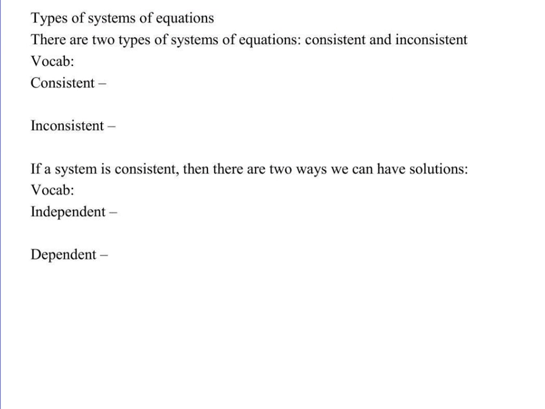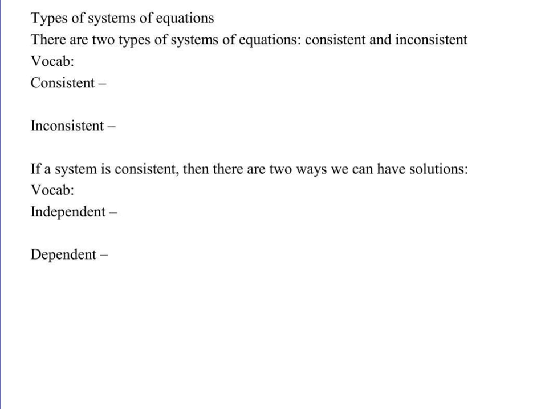Now that we know how to graph stuff with systems of equations and find solutions, we need to talk about the different types of systems of equations. There's two types, consistent and inconsistent. These are basically just vocab words that you need to know.